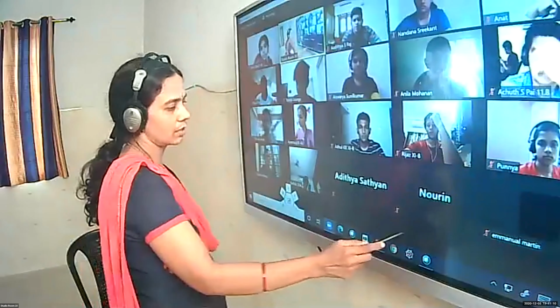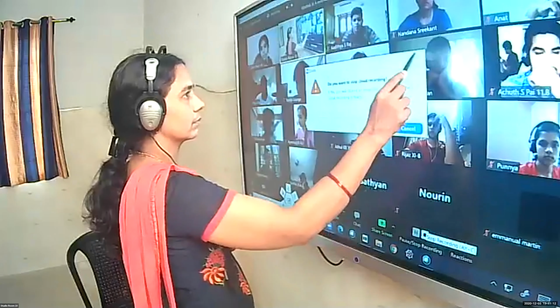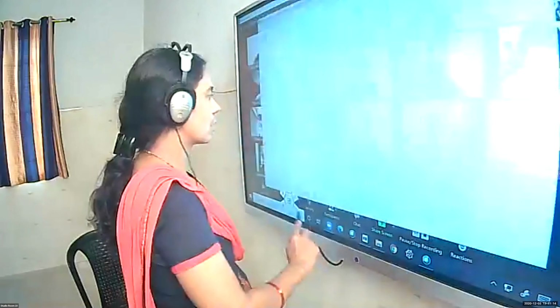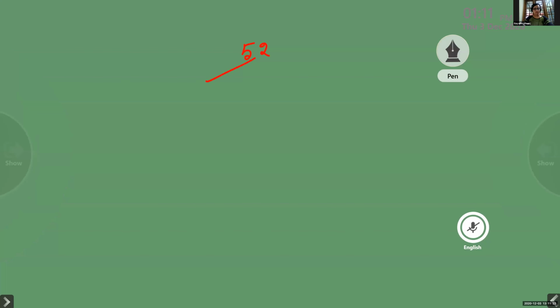If you take 52 cards, how many are red in color and how many are black in color? 26 are red and 26 are black. Very good. If you take this 26 red cards, we can split this into 13 hearts and 13 diamonds.